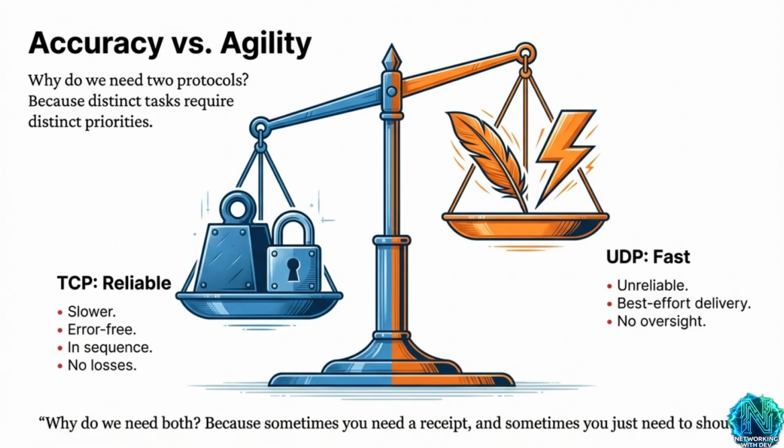UDP is your fast choice. It's represented here by the feather and the lightning bolt because it is lightweight and built for speed. While it is technically unreliable and offers no oversight or error checking, its best effort delivery is exactly what makes modern streaming and real-time communication possible.